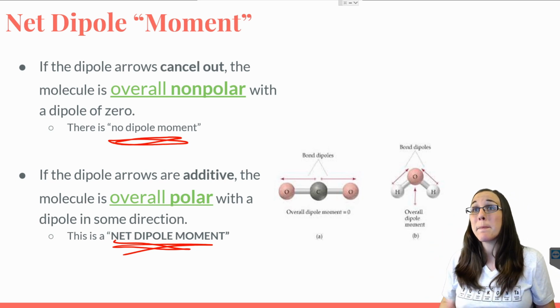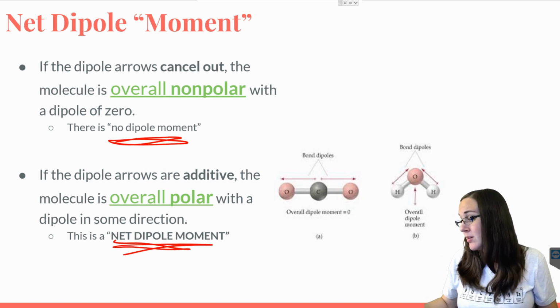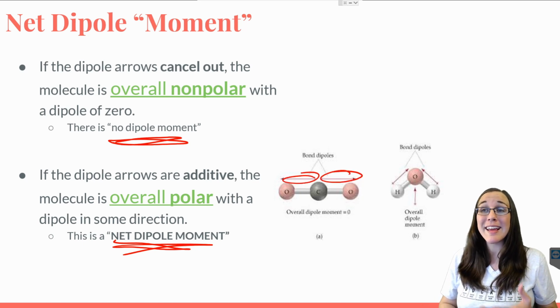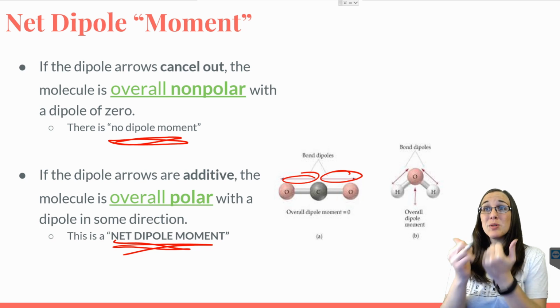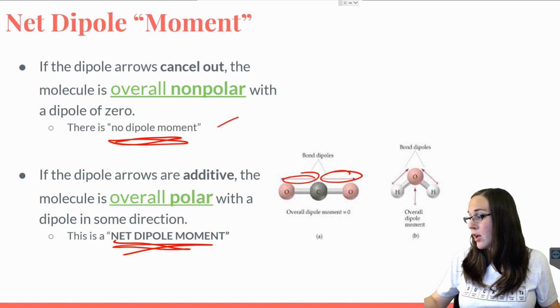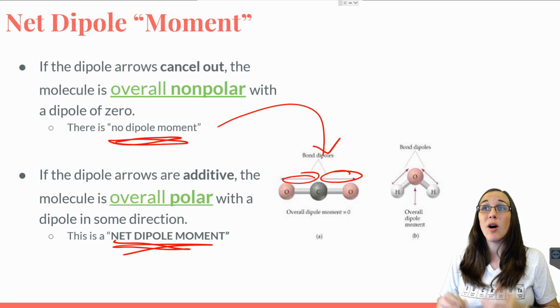The first one being CO2 that we just talked about. CO2 has those two dipole arrows that cancel out. They are of equal magnitude in opposite directions. Here we have no net or overall dipole moment.